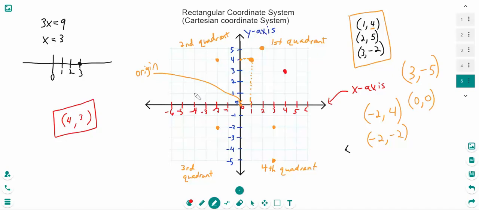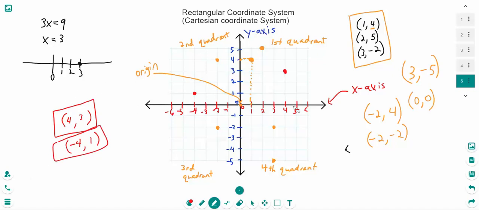What if I have this one? This point. What would be the ordered pair? Well, again, we go to the x always first. That would be a negative 4. And then from there we go to the y. The y is on the 1. So it would be negative 4, 1. Right? How about this one?